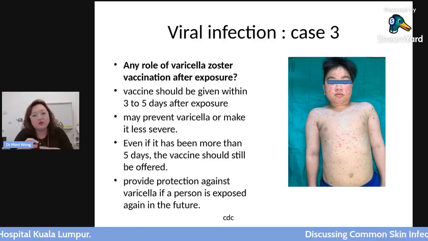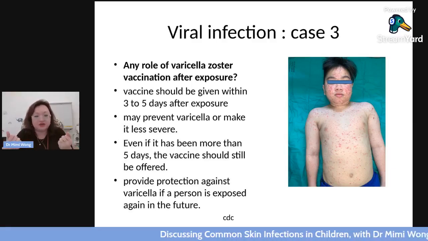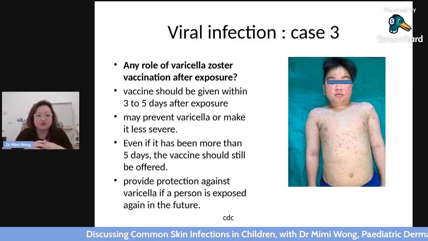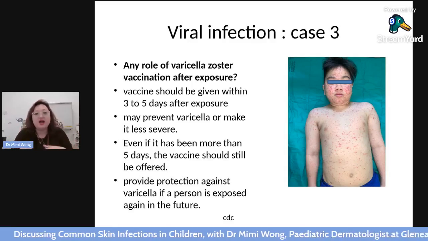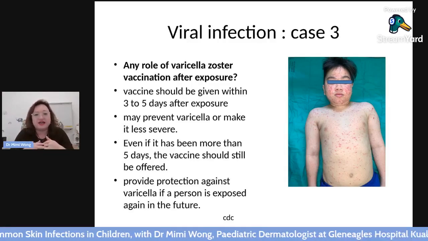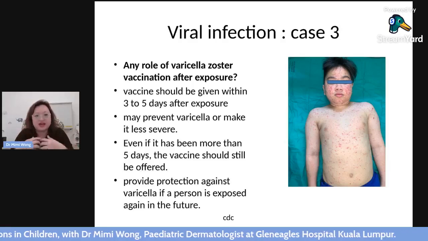What patients will ask is, even after more than 5 days, should the vaccine be given? Yes, I still ask them to get the chickenpox vaccine, because this might provide protection against chickenpox if they are exposed again in the future.